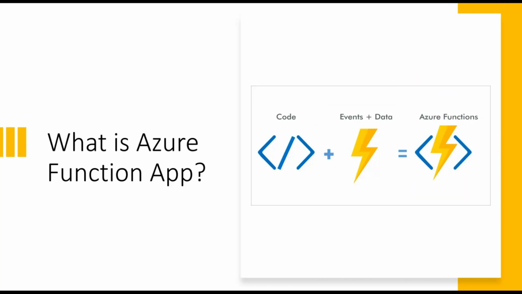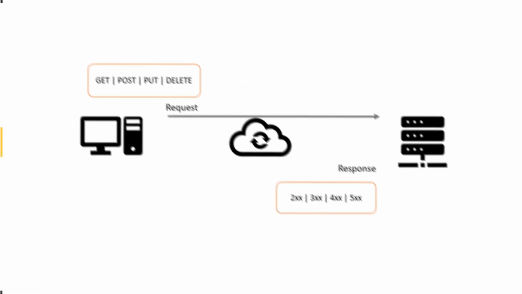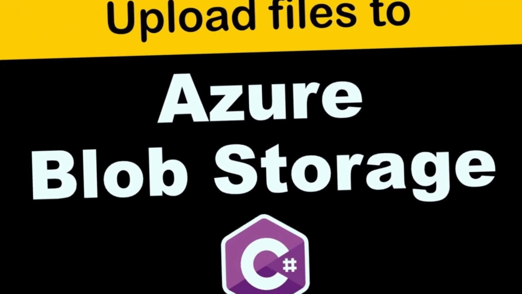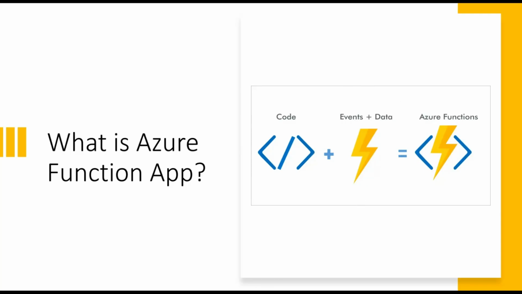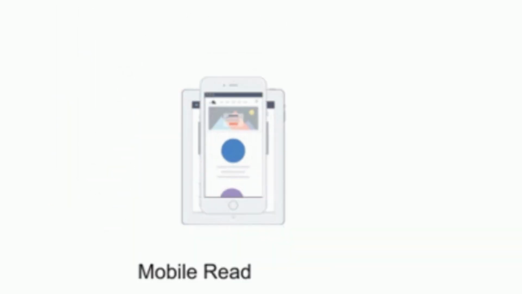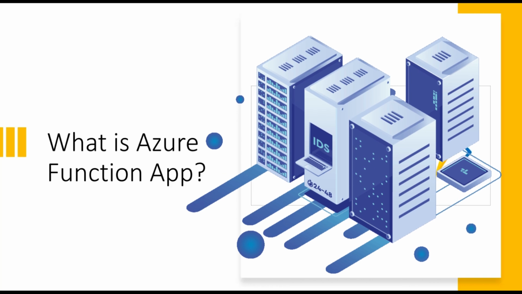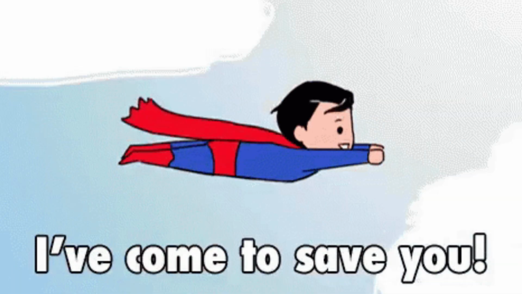These functions are event driven, meaning they only run when something happens, like an HTTP request from a user, a timer goes off, or a new file being uploaded to storage. This makes them super efficient because you only pay for the time your function app is actually running. For example, let's say you run a website and want to automatically process images when a user uploads them. Instead of having a server constantly checking for a new upload, an Azure function will only run when a new image is uploaded. This saves you time and resources.